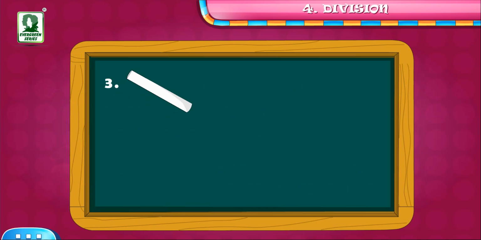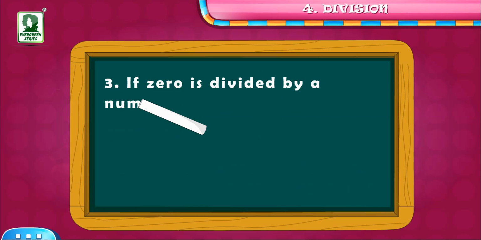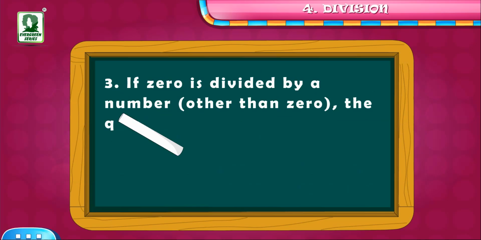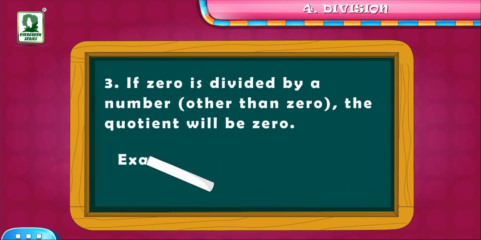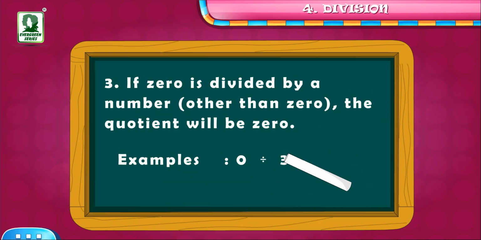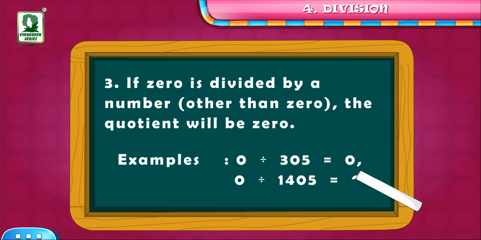Property number 3. If 0 is divided by a number other than 0, the quotient will be 0. For example, 0 divided by 305 is equal to 0. 0 divided by 1405 is equal to 0.